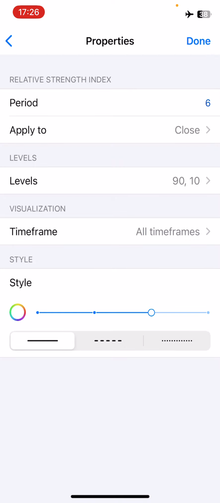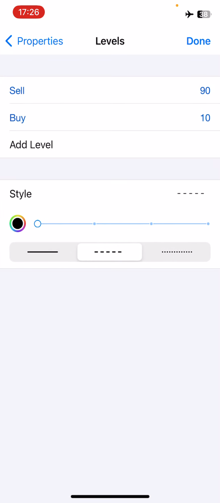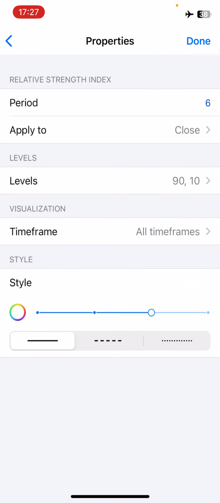We've got a period of 6, apply to close, and then we've got these two important levels, level 90 and level 10. Our level 90 will be a sell zone, and our level 10 will be a buy zone. Okay, you can click done, and then on the styling, please make sure that you choose again the color of your background so that no other lines will appear in this RSI or in this relative strength index.